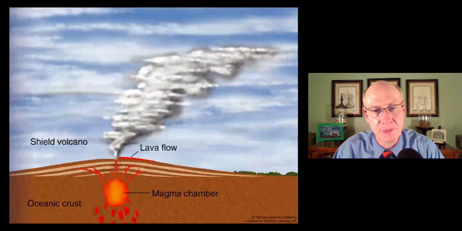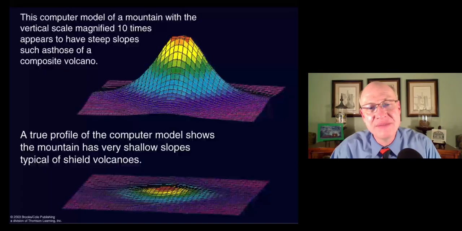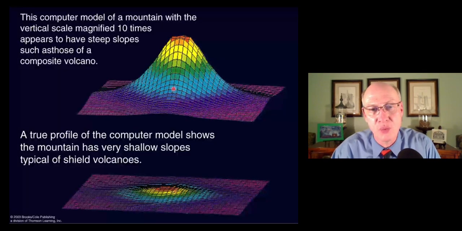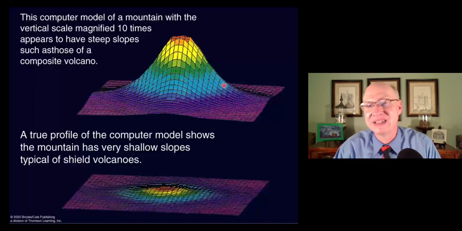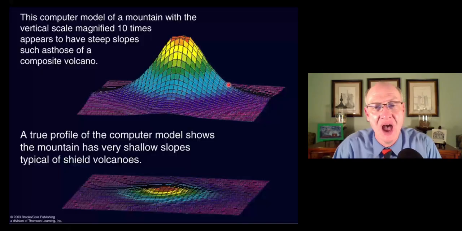All right. So if we make a computer model, an image of a mountain, and this is what the mountain looks like, we can exaggerate the vertical profile to make it look more exaggerated. And that's what's been done in a lot of those images of the volcanoes on Venus.